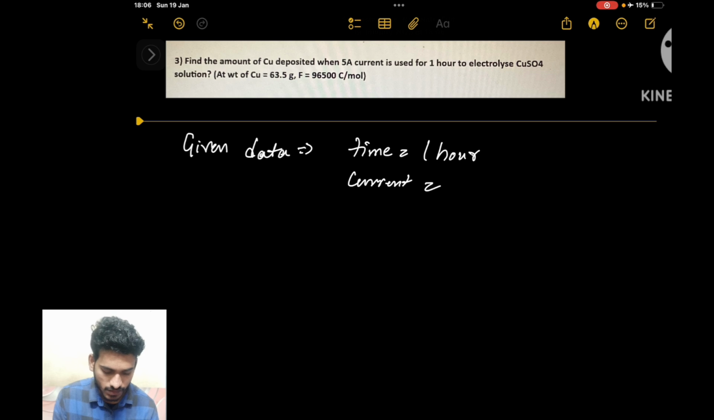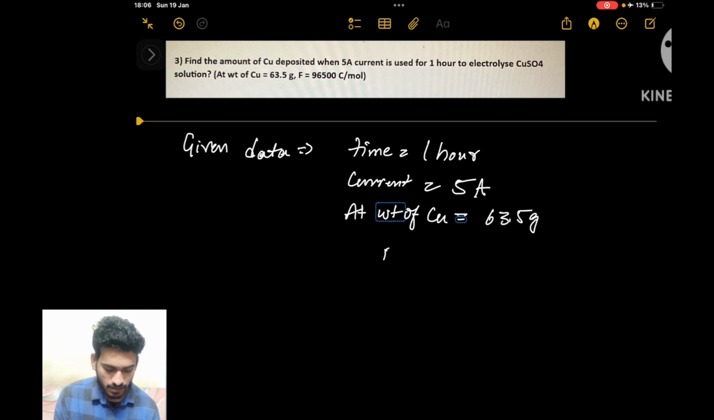Here it is given: find the amount of copper deposited when 5 ampere current is used for 1 hour to electrolyze CuSO4 solution. Atomic weight of copper is given as 63.5 grams and Faraday's constant is also given. So now let's write the given data. Atomic weight of copper is 63.5 grams. Faraday's constant is 96500 coulomb per mole.